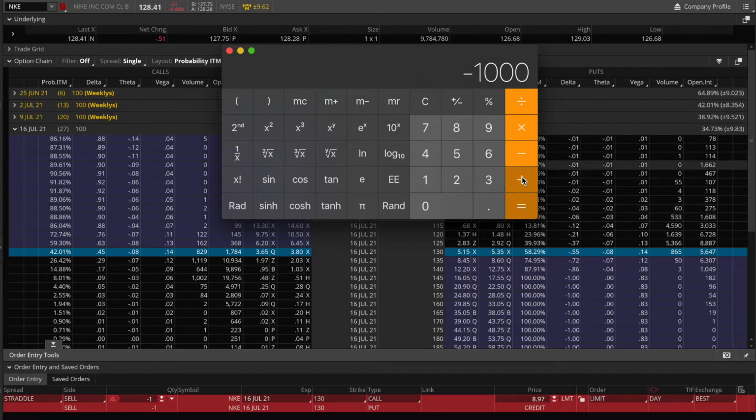But finally, I can add to this the 900 bucks we took in initially, so plus 900, and in the end, we actually lose 100 bucks on this position. Not a big deal, but still a loss. So that's how this position works.